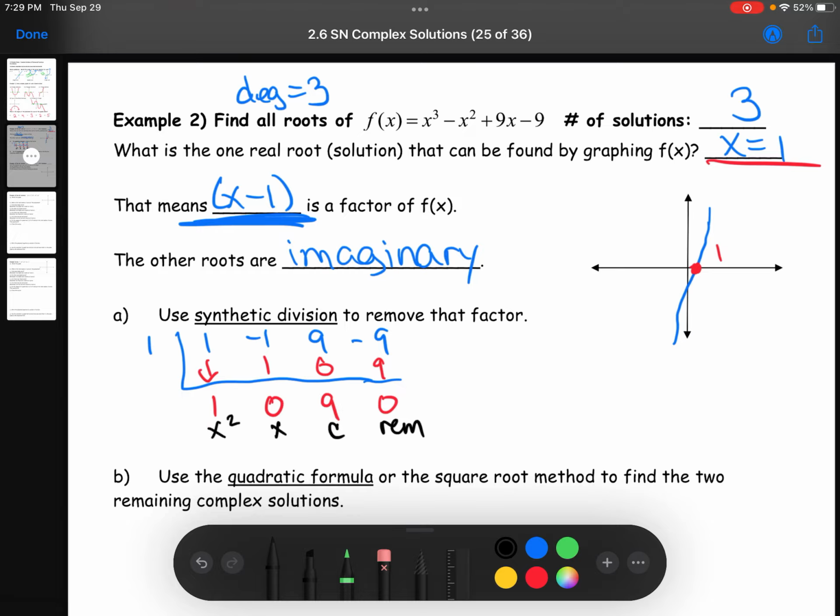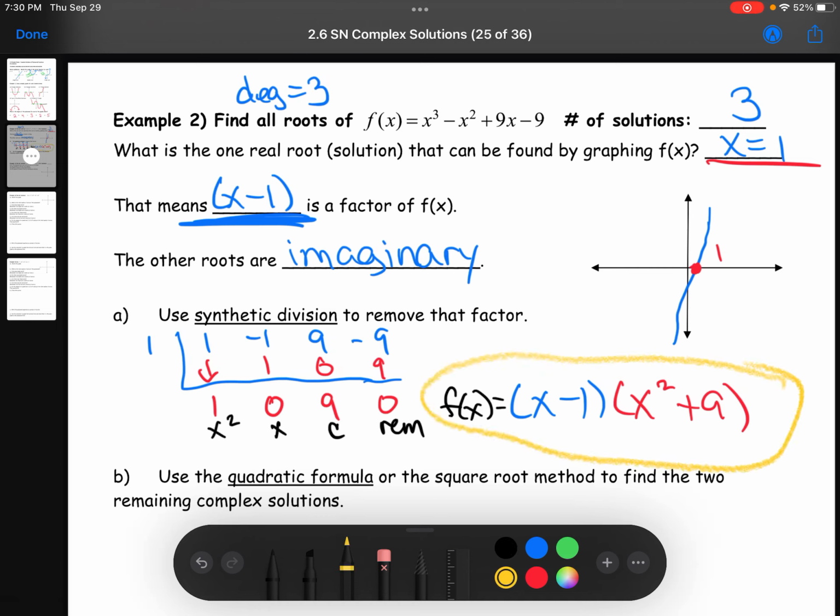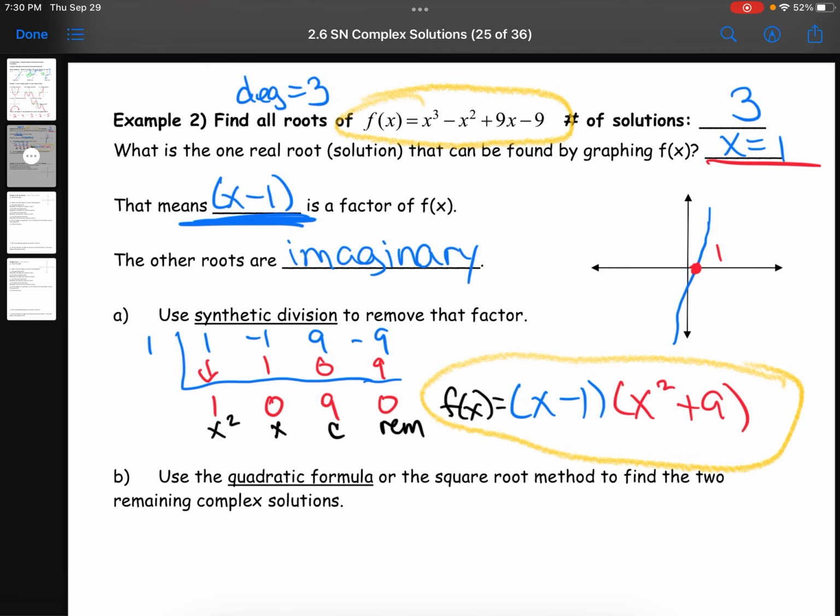Then that 9 is the constant, the 0 is the x coefficient, 1 is the x squared coefficient. So when we divide this out, the result we get is x squared plus 9. Now, that multiplied by the x minus 1 is equivalent to the original f of x. This f of x equation and this f of x equation are the same graph. It's like saying 10 is the same thing as 5 times 2. It is. We factored it.